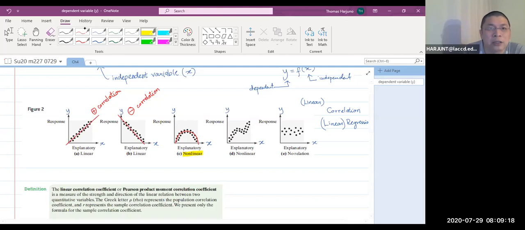Likewise, in the fourth graph here, it seems like we can use X to predict Y, but not in the linear sense. So it still has correlation. In other words, X can be used to predict Y, but not in a linear sense. Now the thing is, we don't learn these two.